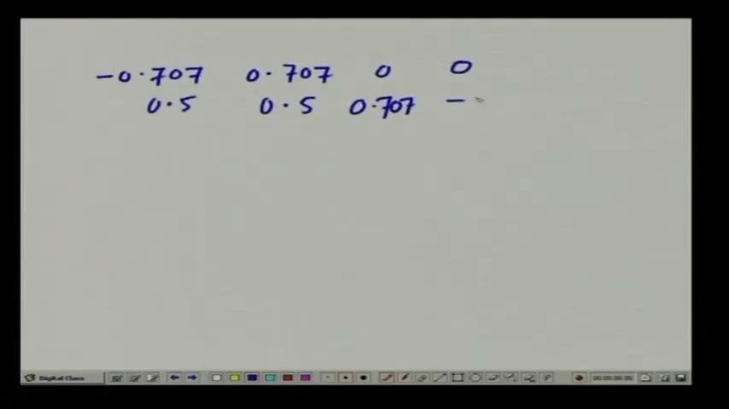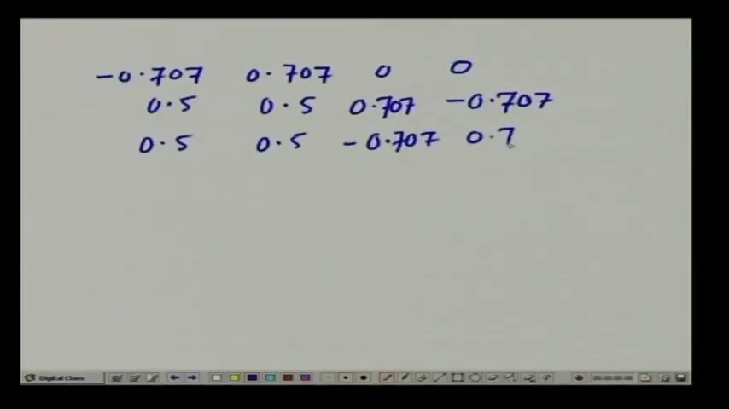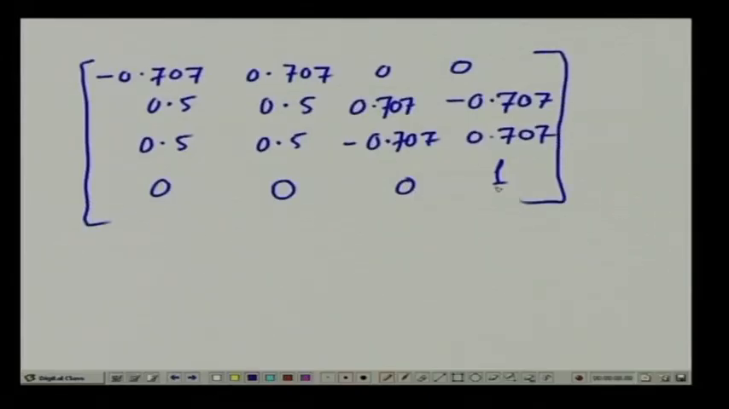you will find that this transformation matrix can be computed as minus 0.707, 0.707, 0 0, then 0.5, 0.5, 0.707, minus 0.707, then again 0.5, 0.5, minus 0.707, 0.707, then 0 0 0 1. So, this is the overall transformation matrix which takes care of the translation of the image plane, then pan by angle theta and also tilt by angle alpha.